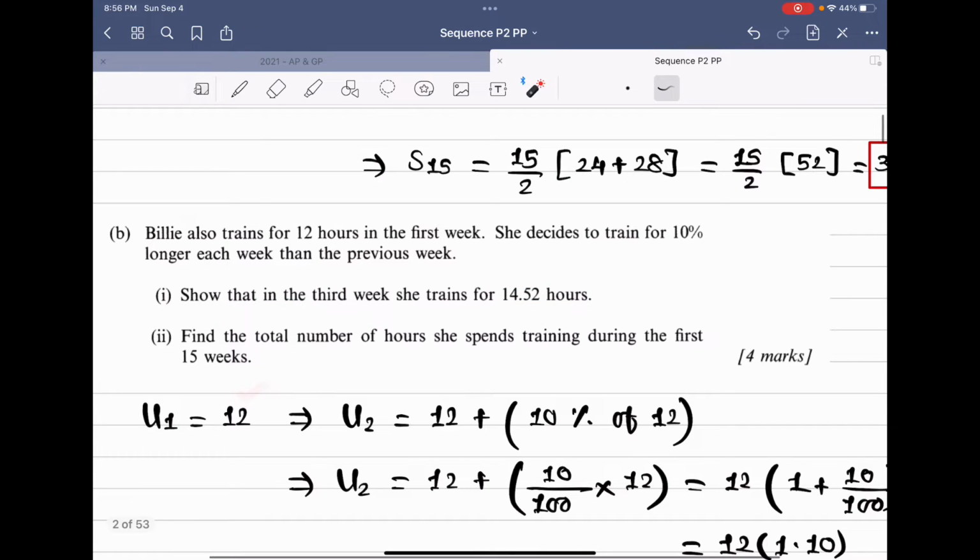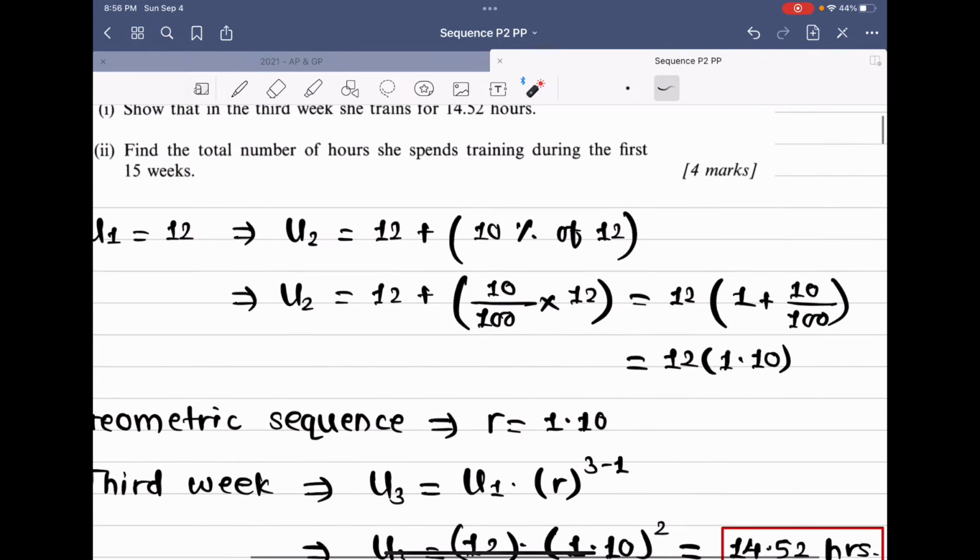So here U1 is 12, U2 is 12 plus 10% of 12. So U2 is equal to 12 plus 10 over 100 times 12. So this 12 and this 12 is common. If I'm taking 12 common from this one, 12 divided by 12 is basically 1. Whenever I'm taking common, I write that common quantity outside of the bracket. Here it is 1, then there is a plus sign, then 10 over 100 because I'm taking 12 common. 10 over 100 is basically 0.10, plus 1 is 1.10.